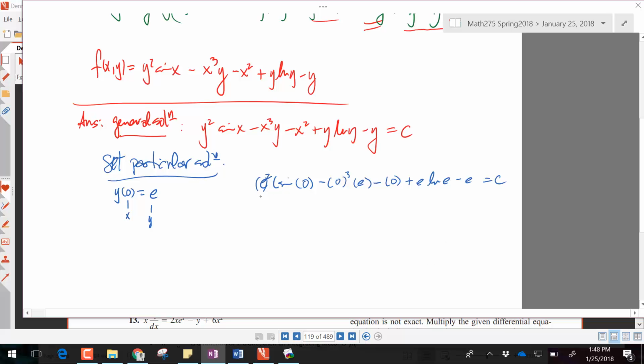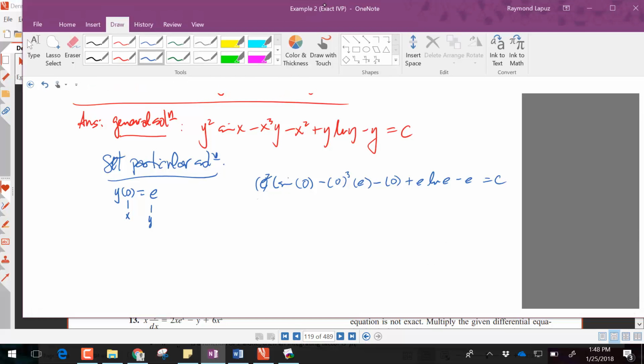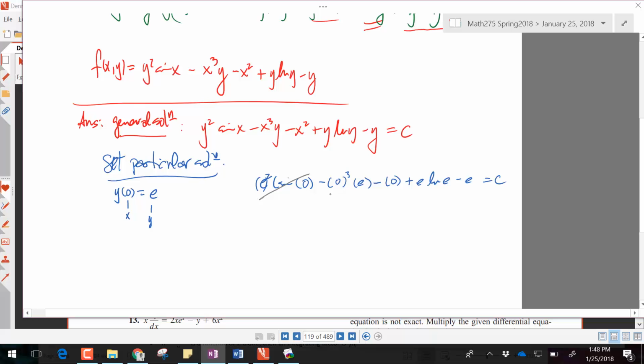So sine of 0 is 0. 0 times e is 0. This is 0. e ln e. Ln e is 1. So this is just going to equal e. And then this is e. So c must equal 0. So particular solution. You rewrite this whole thing again and set it equal to whatever constant you found. In this case, we found 0.